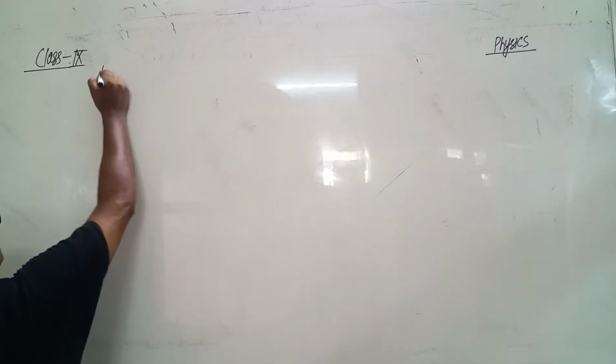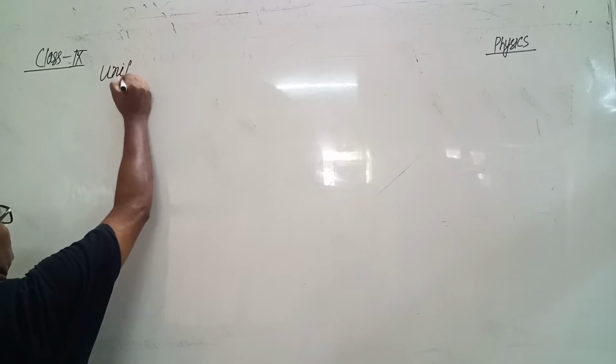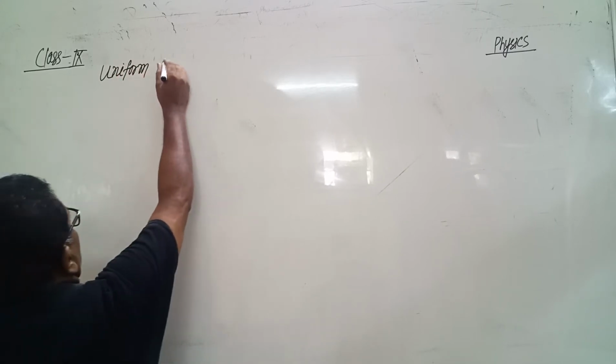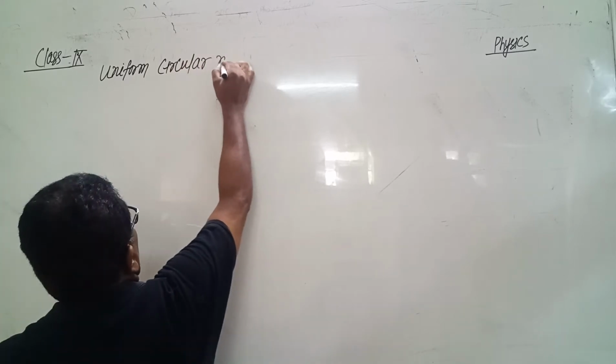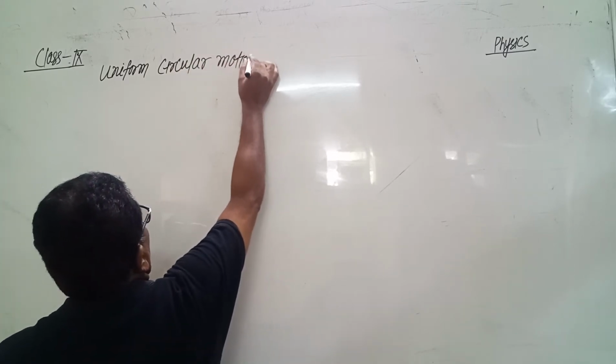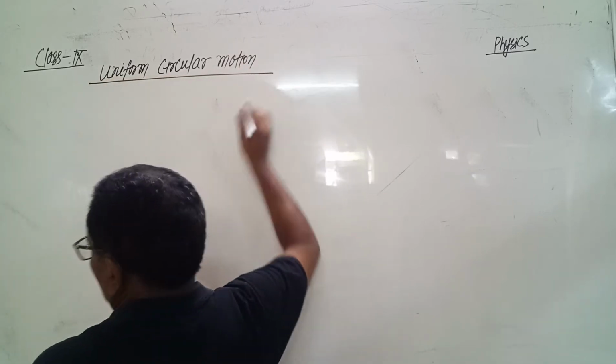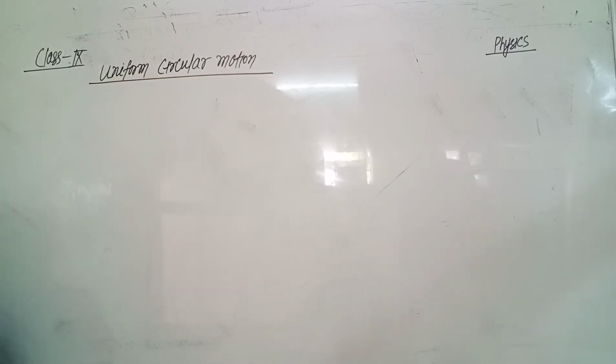Now we will talk about uniform circular motion. We will talk about uniform circular motion. So firstly we will see what is the definition of uniform circular motion. So what is the definition of circular motion?